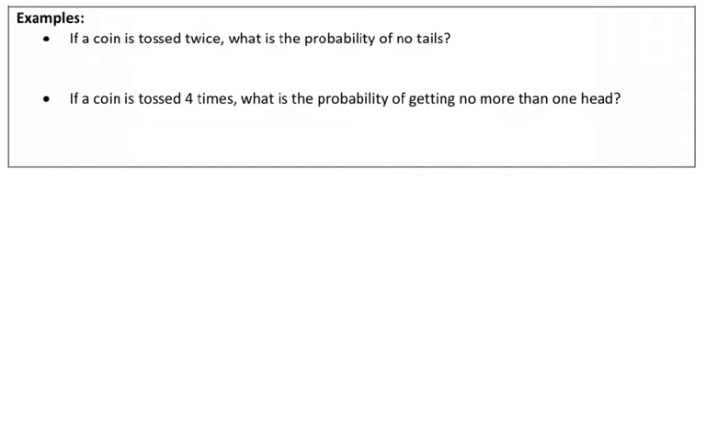Okay, so let's look at some examples. The first one, if a coin is tossed twice, what's the probability of no tails? So the first thing we need to understand is what are all the possible solutions. So that's what I'm going to do. You can pause the video and you can make your little tree and then write them all out if you need to. But do that in 1, 2, 3. So here are your 4 possibilities. And then it wants to know if a coin is tossed, what's the probability of no tails? So the only one that gives you no tails is that one right there. So that would be 1 out of 4.